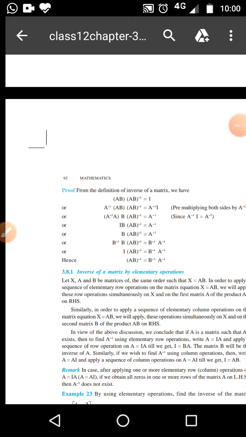So thank you for today, and in this manner we have completed our chapter on matrices. For your homework, just solve the miscellaneous examples. Thank you for today.